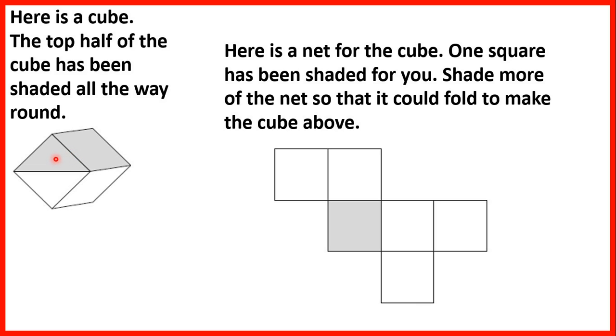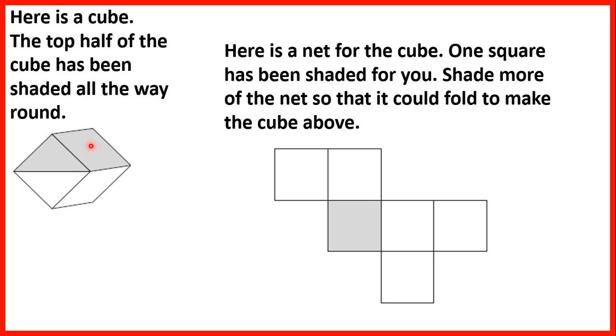Shade more of the net so that it could fold to make the cube above. So first, let's think which faces are shaded on this cube. We have a whole face shaded here, and then we'll have a whole face shaded on the other side as well. We have half a face shaded at the front, and we'll have half a face shaded at the back. So let's imagine that this shaded face is the shaded face round this side that we can't see.